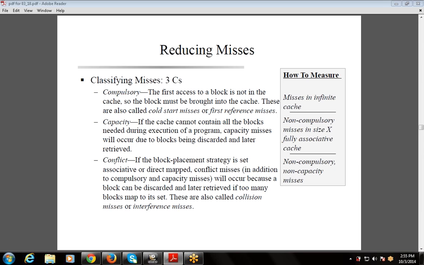Next is conflict. If the block placement strategy is set-associative or direct mapped, then conflict misses occur because a block can be discarded. Conflict misses are also known as collision misses or interference misses. So there are three types of misses available in the cache memory: one is compulsory, one is capacity, and one is conflict.